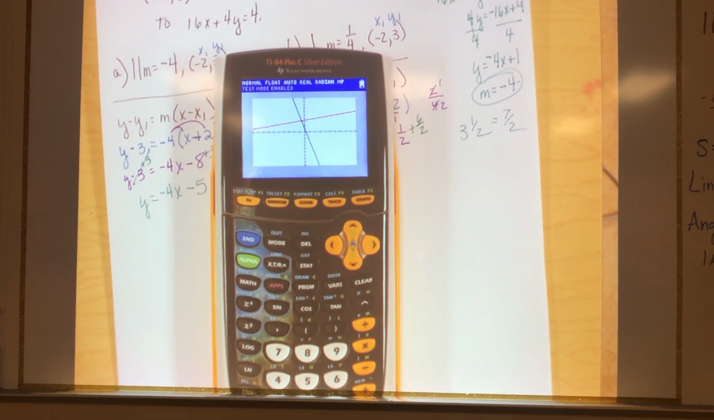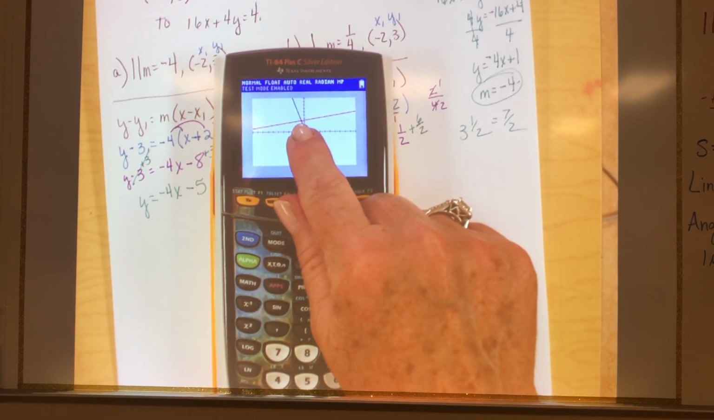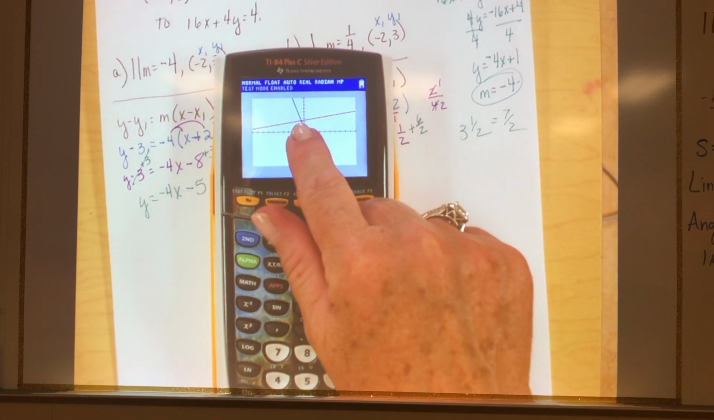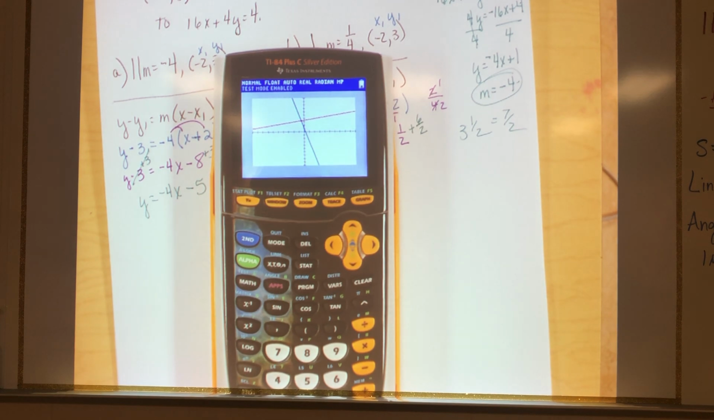Perpendicular. What does perpendicular mean that they meet to form? 90. Does that look like a 90-degree angle to you? No. It doesn't. It's kind of slanted too far this way, right? So, anybody know why? Because the calculator. Yeah.